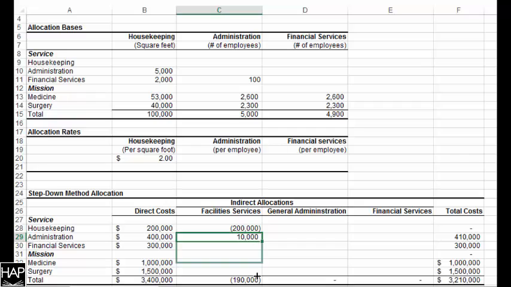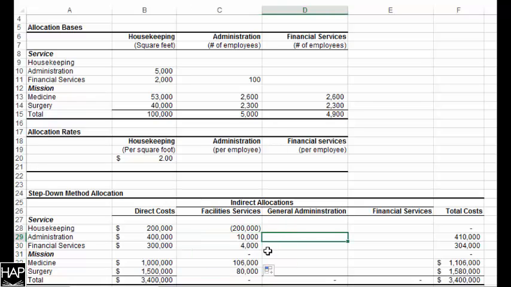I can drag this formula down since I locked the cell with the allocation rate, and it gives me the different amounts for the amounts that are going to be allocated to the different areas.